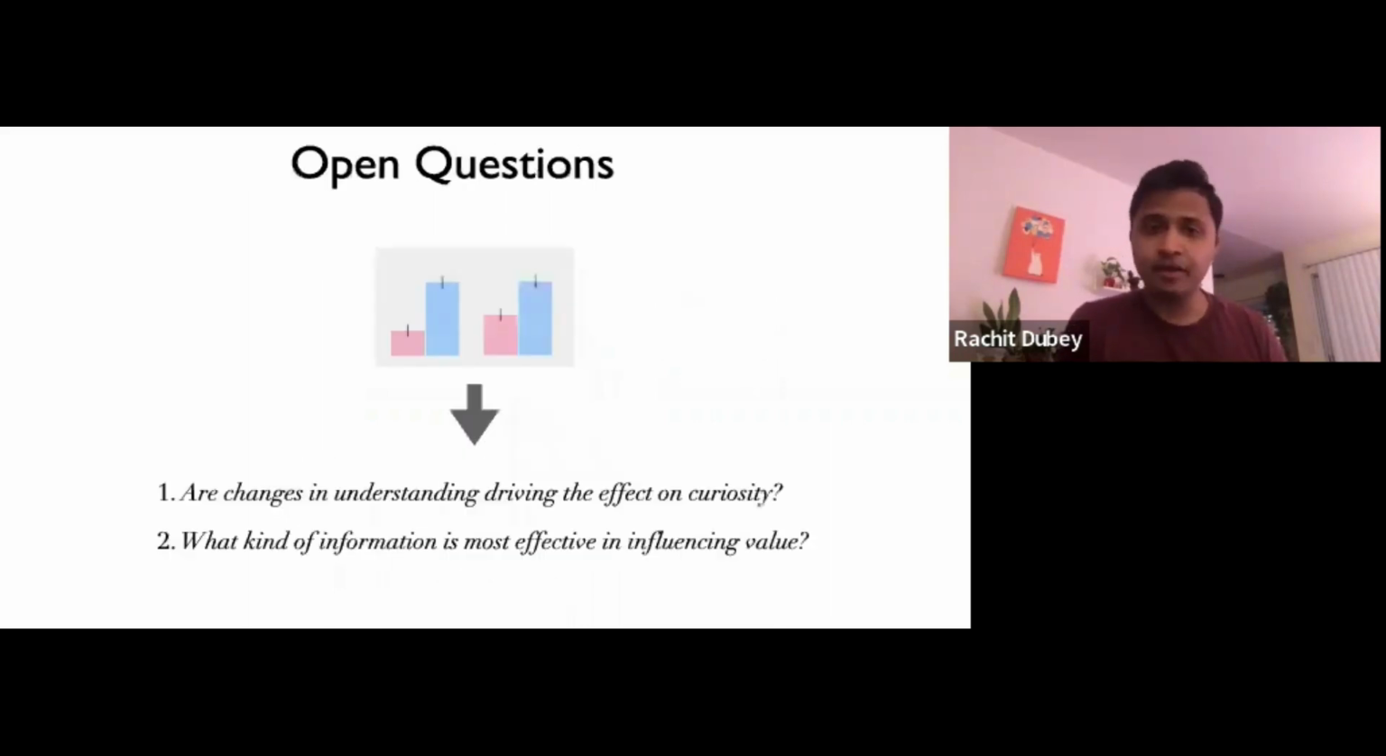So after this experiment, we had a few questions at hand. First, there is a concern that perceived value is confounded with understanding. And second, while we have seen that value influences curiosity, we have still not properly investigated what kinds of information influence value and subsequently curiosity.